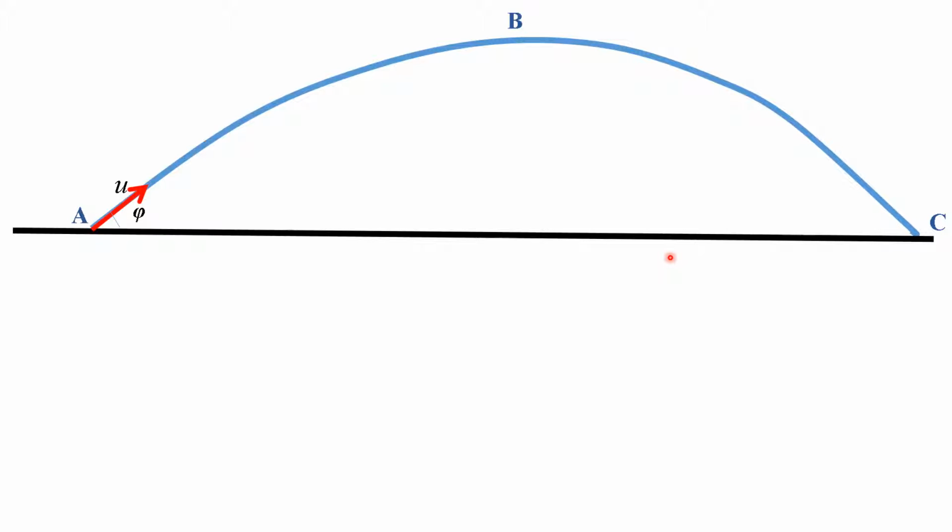For simplicity, again here, we denote the viewpoints. This is A, the starting point. B is the maximum height which the projectile reaches, and C is the final point at which it lands.